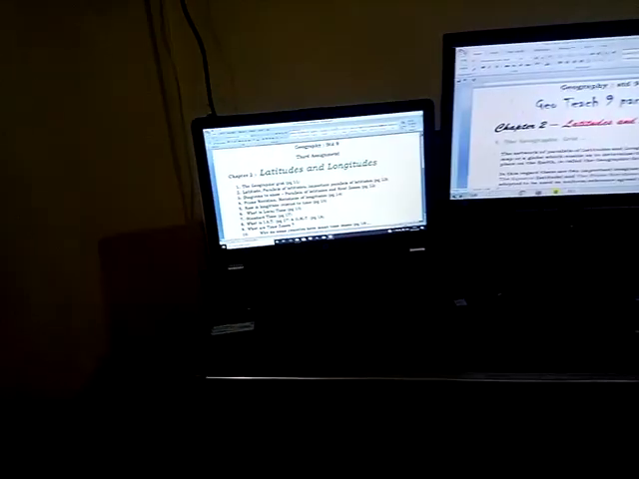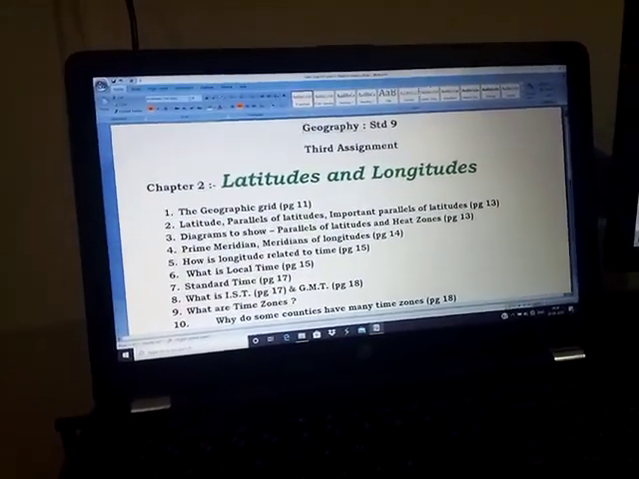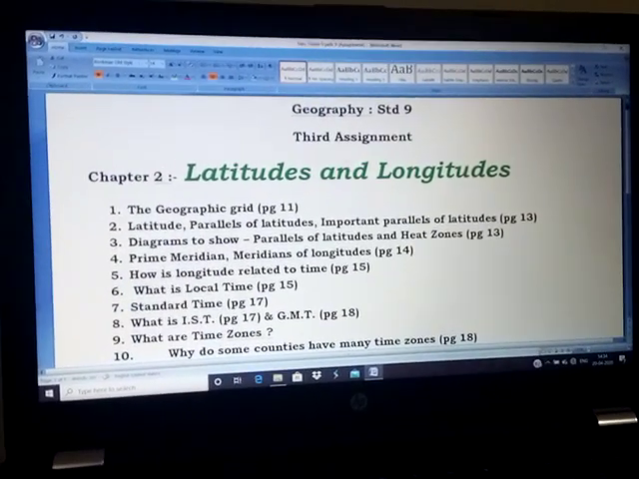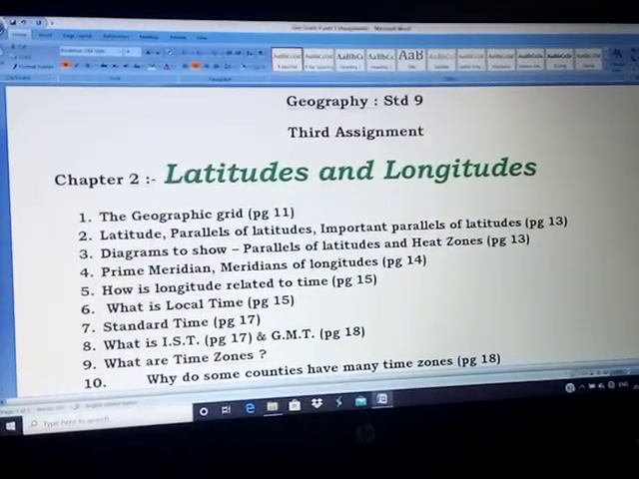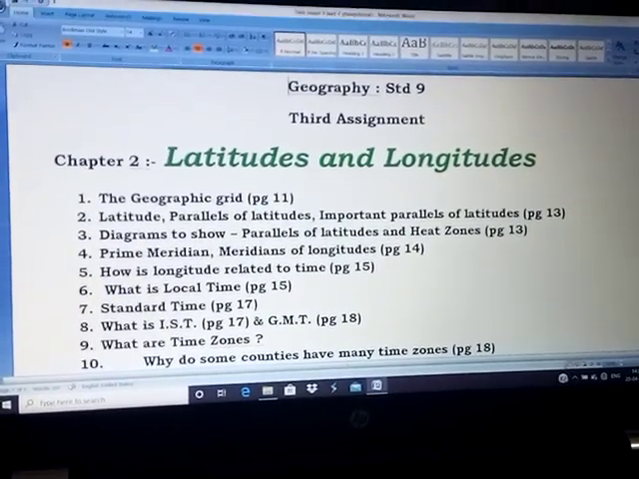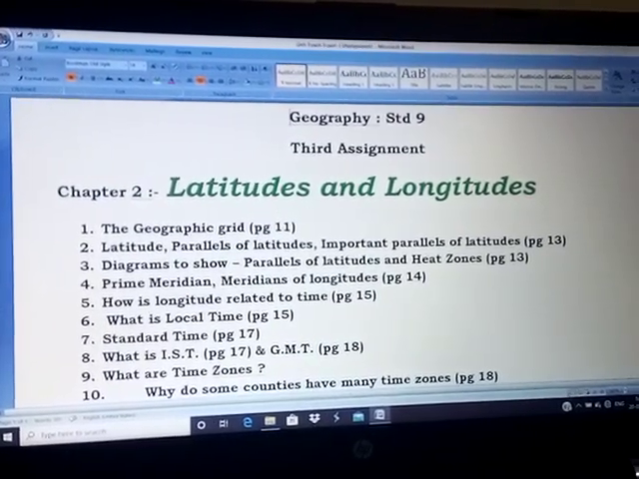Once again we are back to geography, and today we'll be dealing with the chapter latitudes and longitudes. Just like the first time, we will follow the assignment. In your chart you will find V refers to videos and A refers to assignment. We will strictly follow these assignments, and according to these assignments, number one is geographical grid.